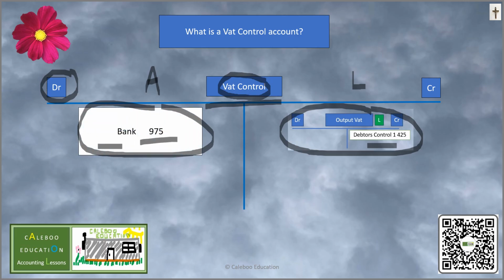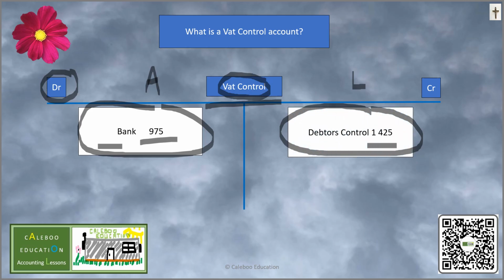So if one account, VAT control, is kept for both input and output VAT, it would look like this. On the debit side we would have the input VAT, and on the credit side we would have the output VAT previously calculated. And while we're on this slide, if we balance this control account, we would actually see what amount is owed to the revenue services. If we say the output VAT less the input VAT, you will get in this case here 450, and that amount is owed to SARS.